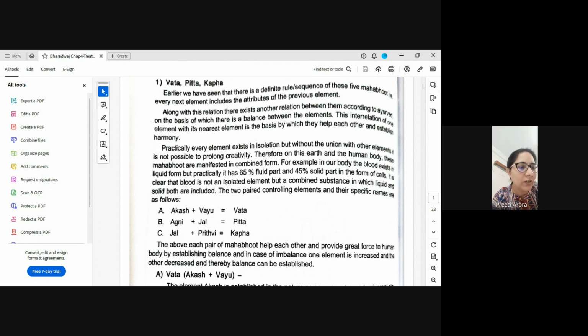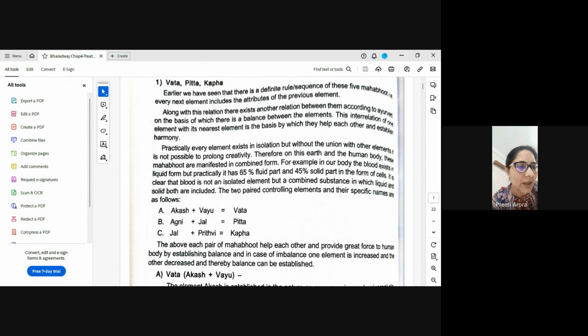Okay. So the 3 main energies, we see that every energy has its individual identity. As Akash is also a covering in our body, Akash is taken as skin also. But Akash cannot exist in isolation. It has to have Vayu with it. In order to do its various functions in the body, we need Vayu for the heart beating. We need Vayu for the pulse, rhythmic beating of the heart. So every element has to exist with another element to carry out its function.